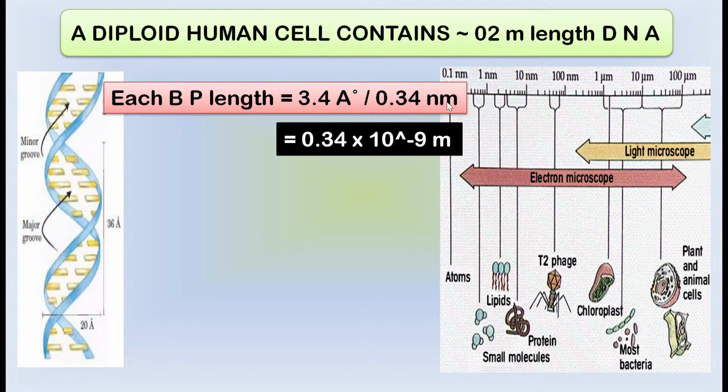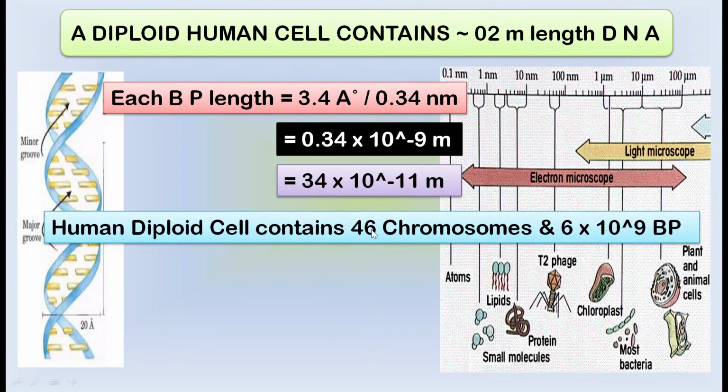We can write this as 0.34 into 10 to the power of minus 9 meters. In case of nano, we can write 10 to the power of minus 9 meters. That is equal to 34 into 10 to the power of minus 11 meters. So 0.34 nanometer, we can write as 34 into 10 to the power of minus 11 meters, which is the length of each base pair.